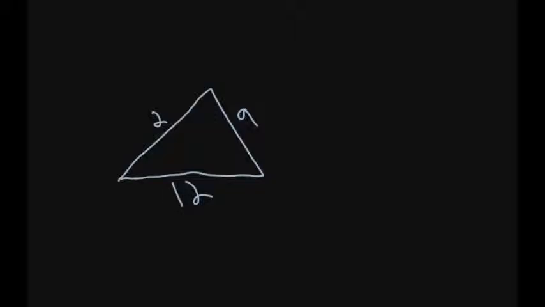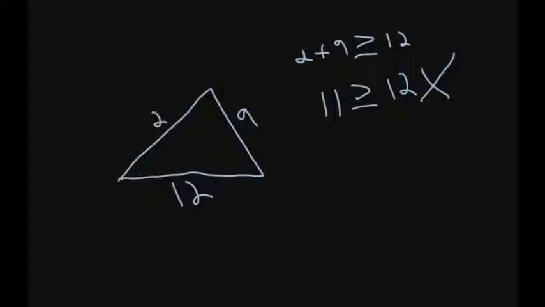Alright, now let's talk about how you can make a triangle. So let's say we have a triangle here, and what could those sides be? Well, there's a rule when it comes to triangles. So let's say this is 9, this is 2, and this is 12. Does that make a triangle? Well, what you do is take your two shortest sides, 2 and 9, and you add them up. That has to be greater than your longest side, which is 12. So 2 plus 9 is 11. 11 greater than 12 is not true. So those measurements cannot form a triangle.